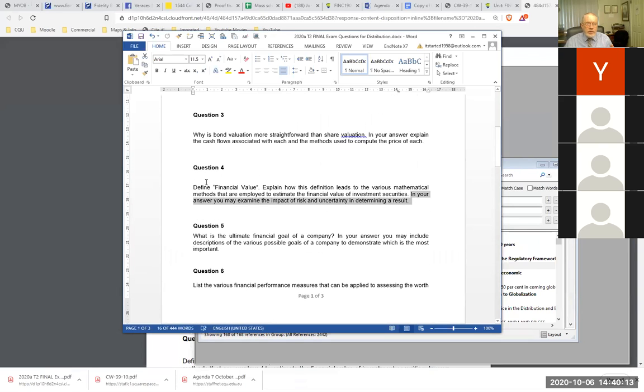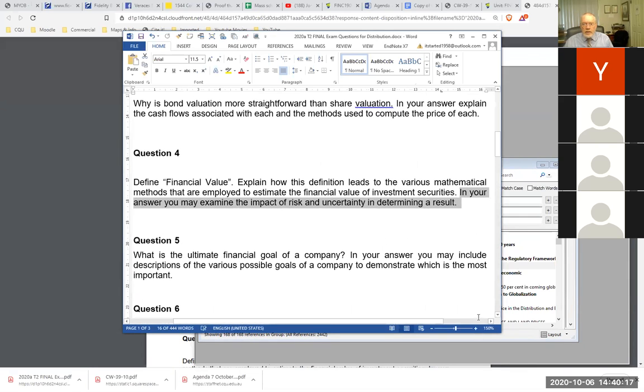Okay, just at random, question 4 here. In your answer, you may examine the impact of risk and uncertainty in determining a result. Okay, that's really an evaluation question. Now notice the word may here. It doesn't say that you have to, but you're invited to.